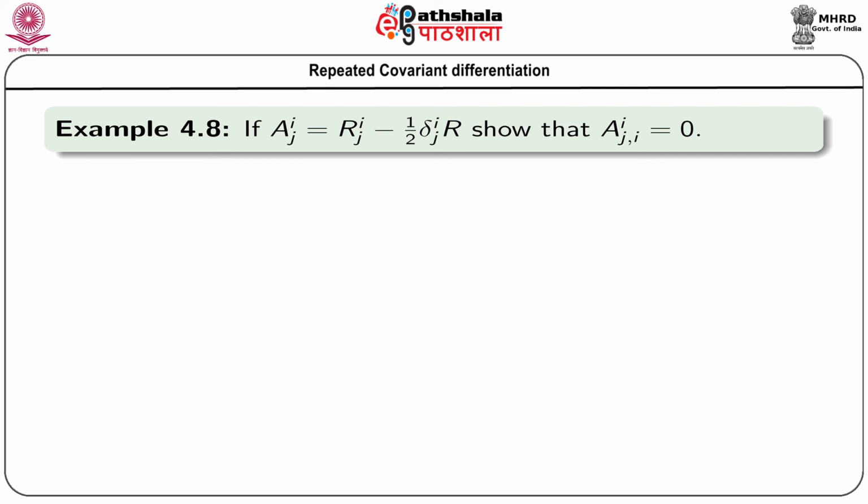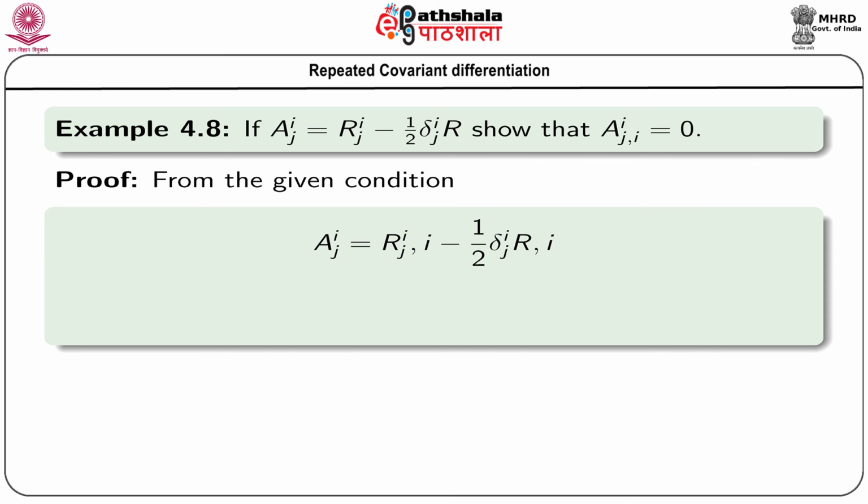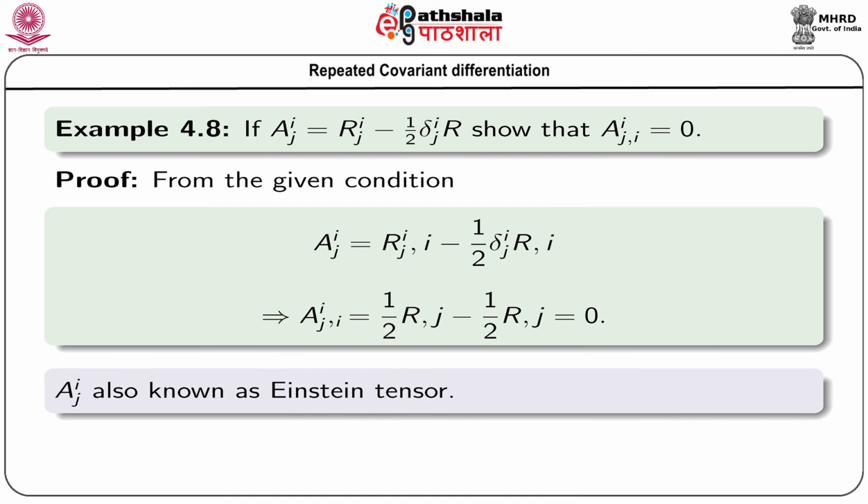If A^i_j equals R^i_j minus half delta^i_j R, then we can see that A^i_{j,i} equals 0. From the above expression, we can find that A^i_{j,i} will be equal to R^i_{j,i} minus half delta^i_j R_{,i}. So, A^i_{j,i}, and from the previous example we get that it is coming to half R_{,j} minus half R_{,j} equals 0.